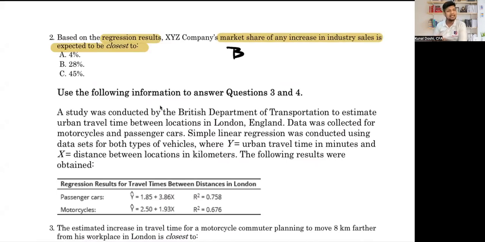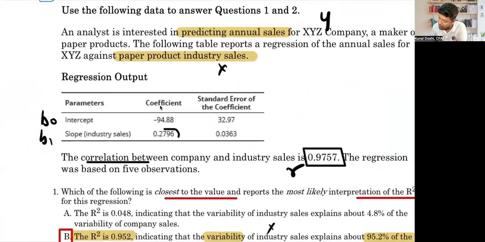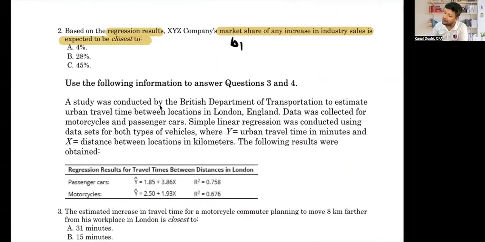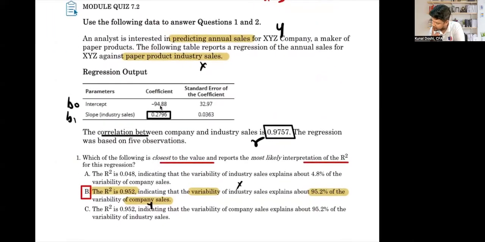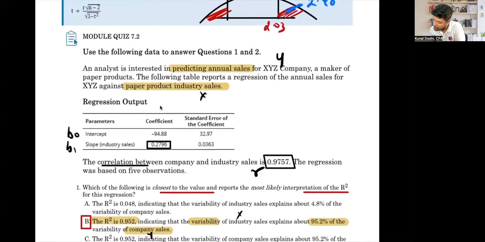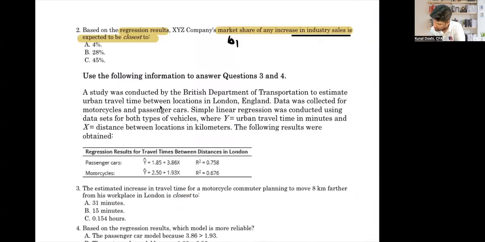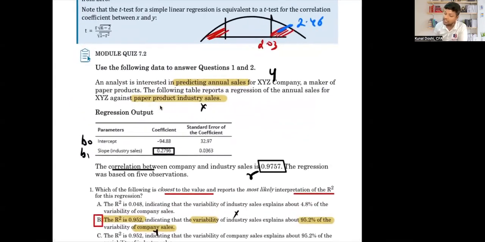That will be based on beta, isn't it? Beta is the slope, which in our case is B1. How much is the beta here? The beta, guys, is 0.276. So they are saying the company's market share of any increase in the industry sales. How much is the industry sales? Have we got the industry sales information? Anyone? We don't have the industry sales, but we have 0.2796.